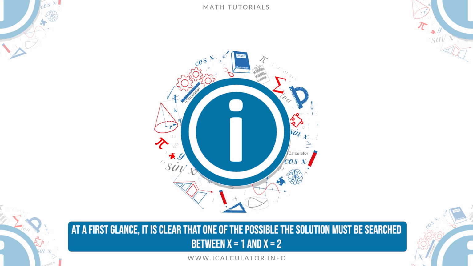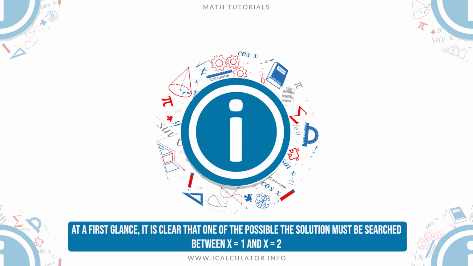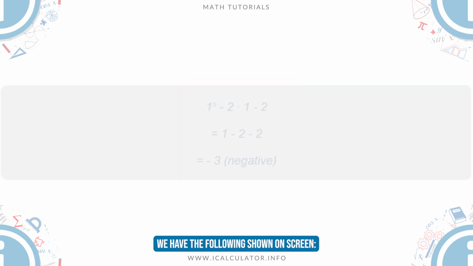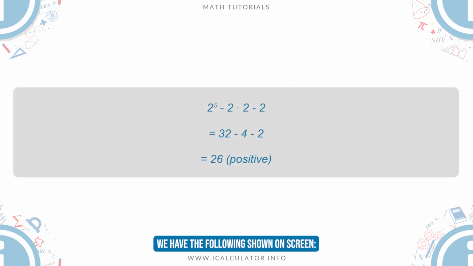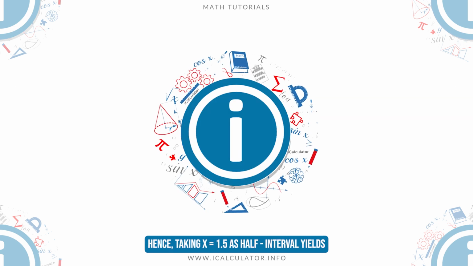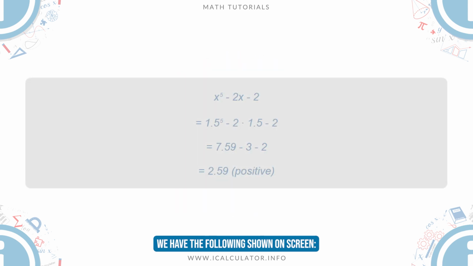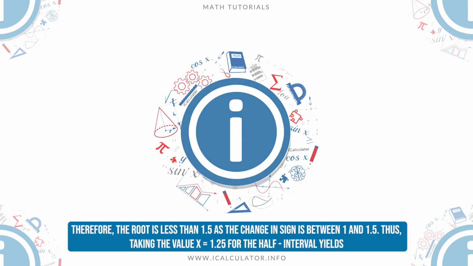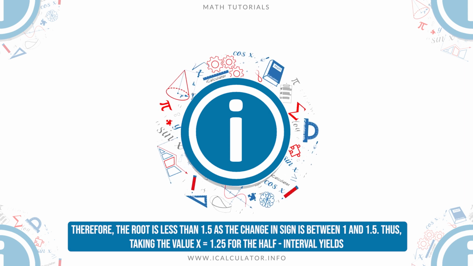At a first glance, it is clear that one of the possible solutions must be searched between x equals 1 and x equals 2. We have the following shown on screen. We have the following shown on screen. Hence, taking x equals 1.5 as half interval yields, we have the following shown on screen. Therefore, the root is less than 1.5 as the change in sign is between 1 and 1.5.